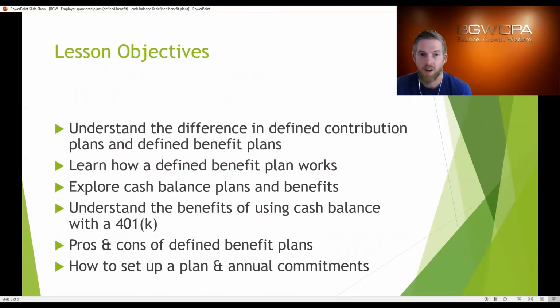In this lesson, I'd like to help you understand the difference between a defined contribution plan and a defined benefit plan. I'd like to show you how a defined benefit plan works and give you an example. Then we'll explore how a cash balance plan works and the added benefit. Then we'll take a look at layering in a 401k with a cash balance plan. Lastly, we'll explore the pros and cons of the defined benefit plan, how to set them up, and what are the annual commitments.